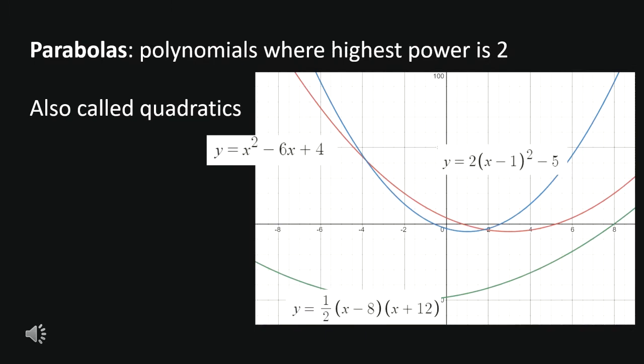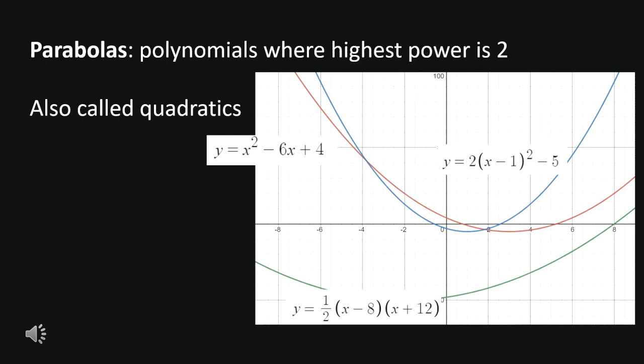Parabolas, also called quadratics, are a type of polynomial that we will be studying quite a bit in our semester. They are polynomials where the highest power is 2. And you can write the equation in different forms. Any form can be rewritten in any of the other forms. So we have the standard form, x squared minus 6x plus 4 is our example, but it's standard form when you have the squared term first and then the term with x to the first power and then your constant.